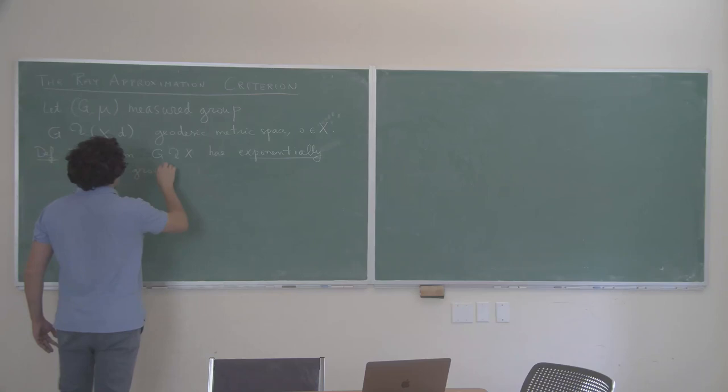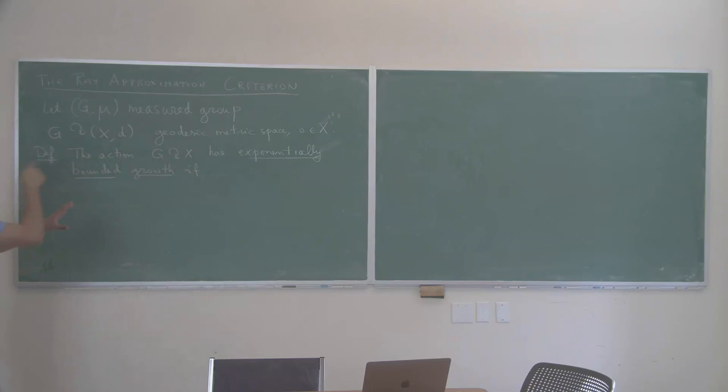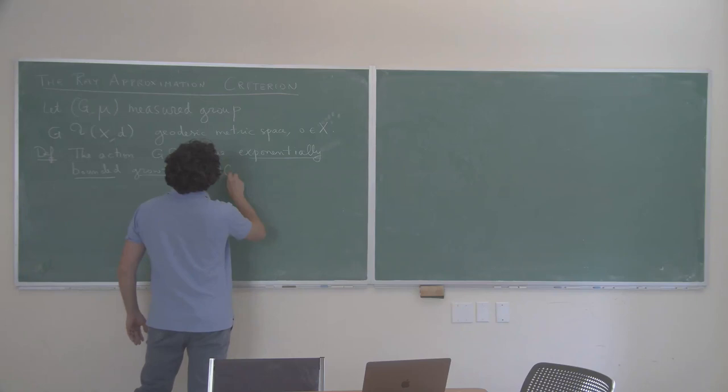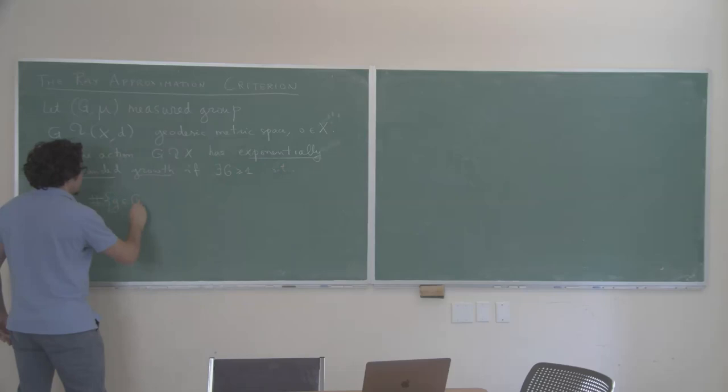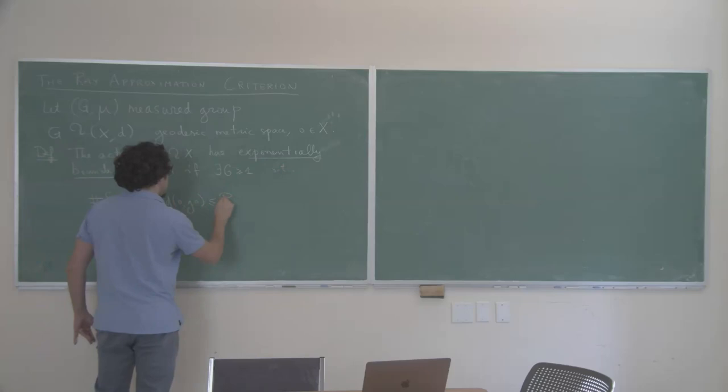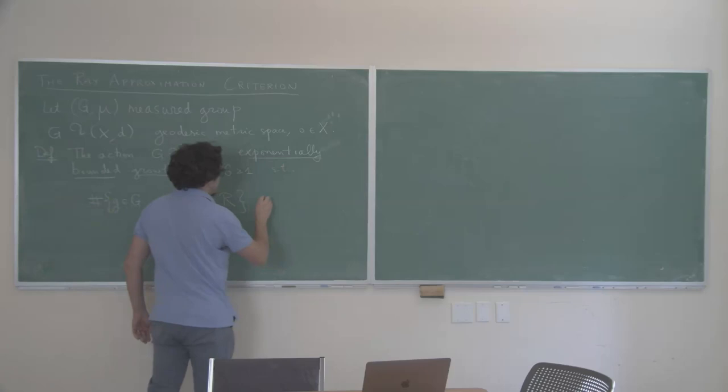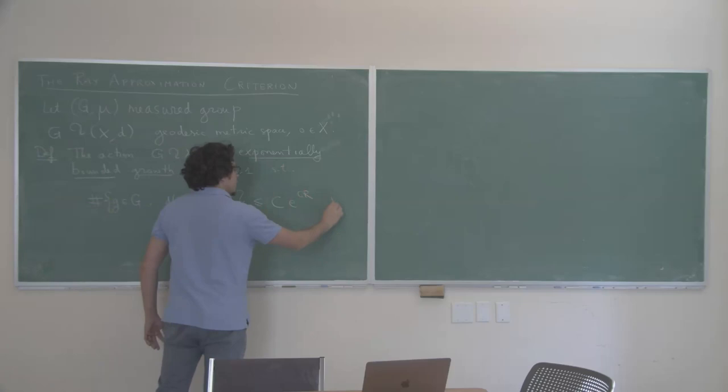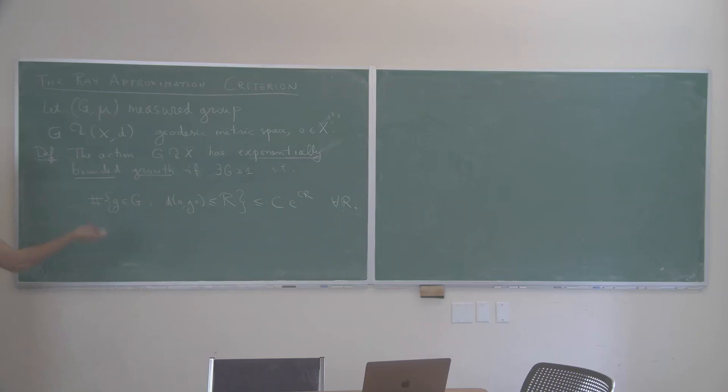If the number of elements in a metric ball grows at most exponentially with the radius, for some C. Well, it could be bigger than one, doesn't matter. That is, the number of g in G that have distance at most R from the base point grows at most exponentially, for instance C times e to the C R, for every R. That's a classical condition. Of course, in most geometric situations, you definitely have this. For instance, you have a finitely generated group acting on a Cayley graph, this is definitely the case. But also if you have other groups acting on other manifolds, most of the time you would have this.